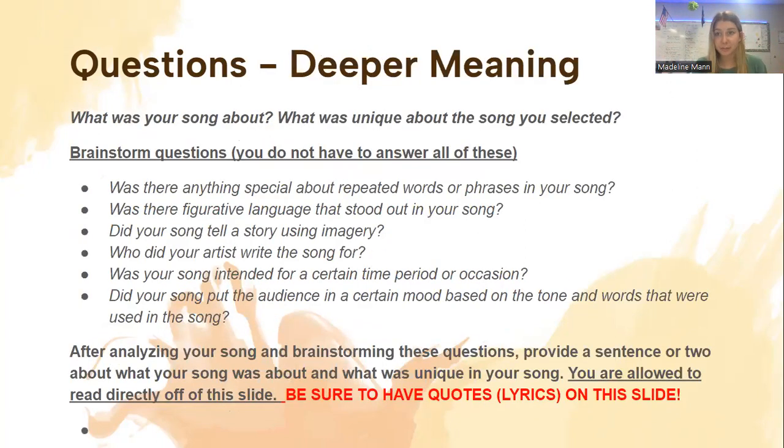Deeper meaning questions. Okay, so really on this slide, I want you to answer 2 questions. I don't want you to answer all of these brainstorm questions. So the 2 questions I'm most concerned about are, what was your song about? What was unique about the song that you selected? Answer those 2 questions. The brainstorm questions are just to get you thinking about what might have been unique, okay?